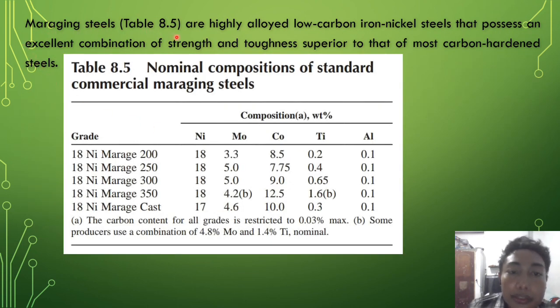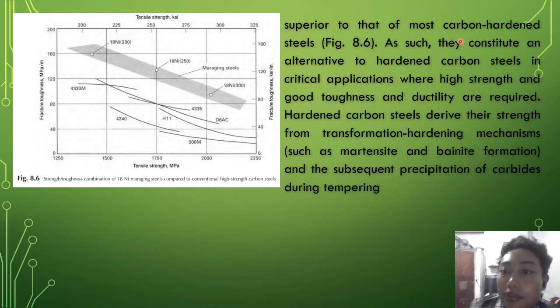The steels in Table 6.5 are high alloy carbon iron steels that possess an excellent combination of strength and toughness, superior to that of most carbon steels. As such, they are considered an alternative to hardened carbon steel in critical applications where high strength and good toughness and ductility are required.